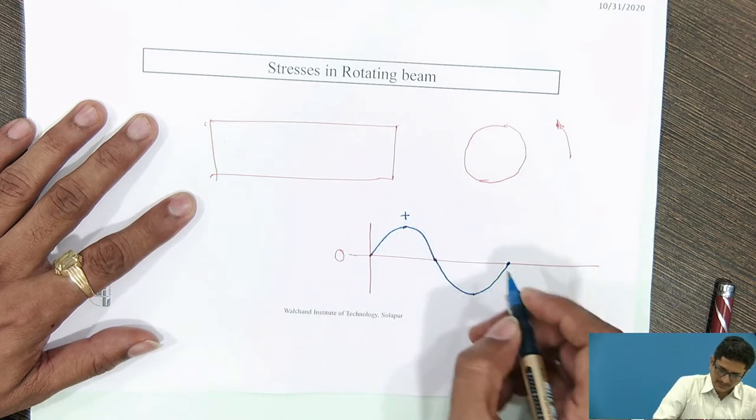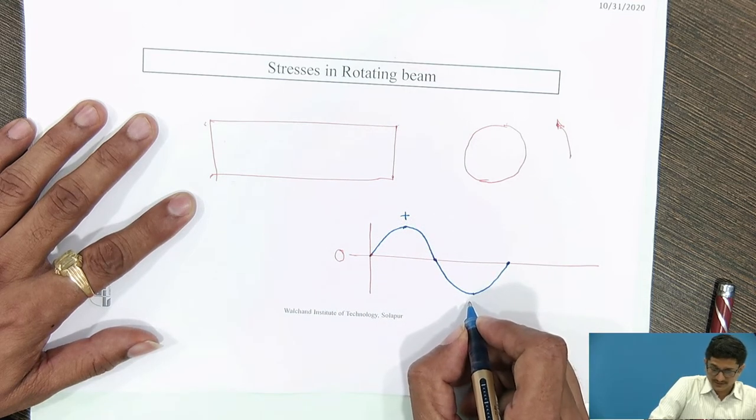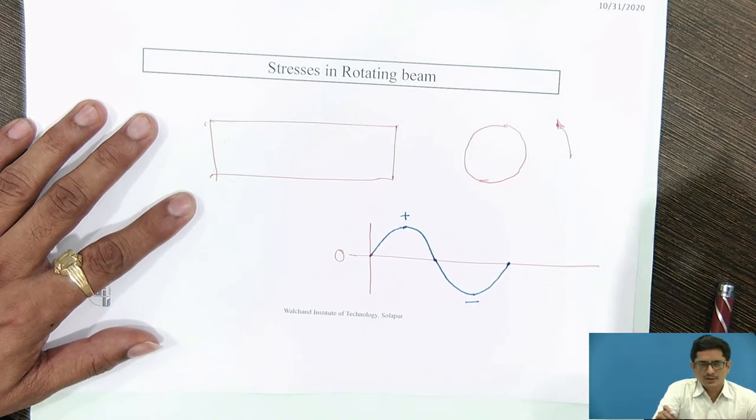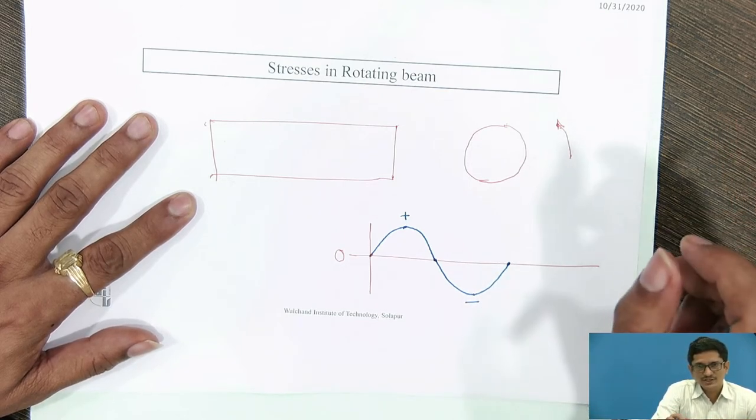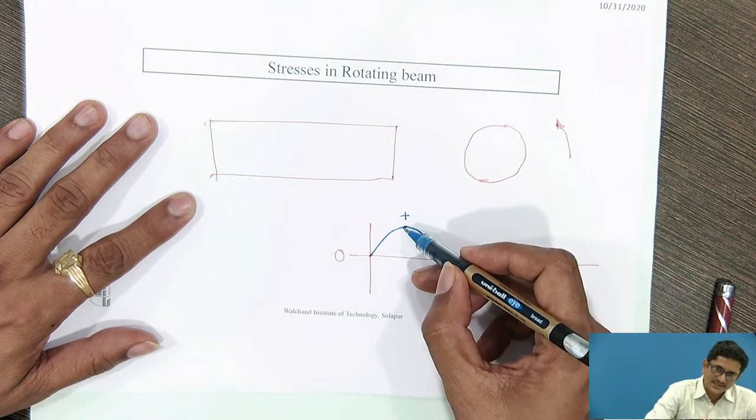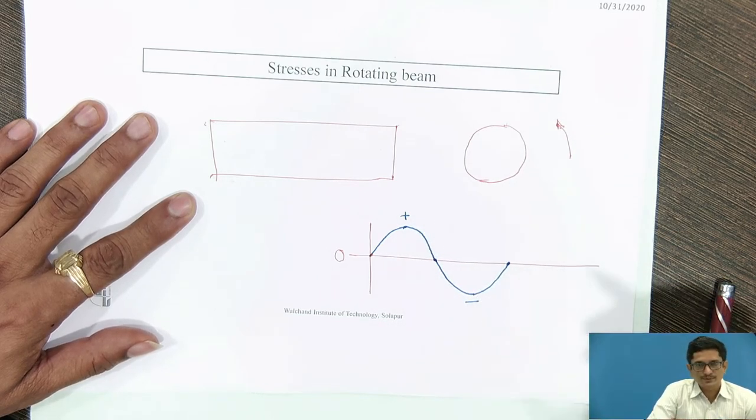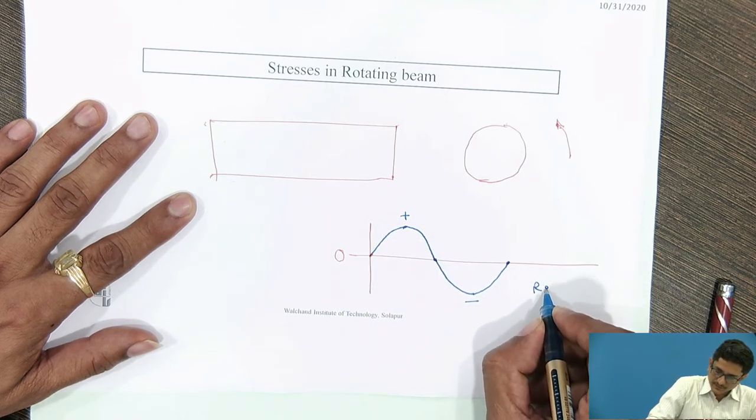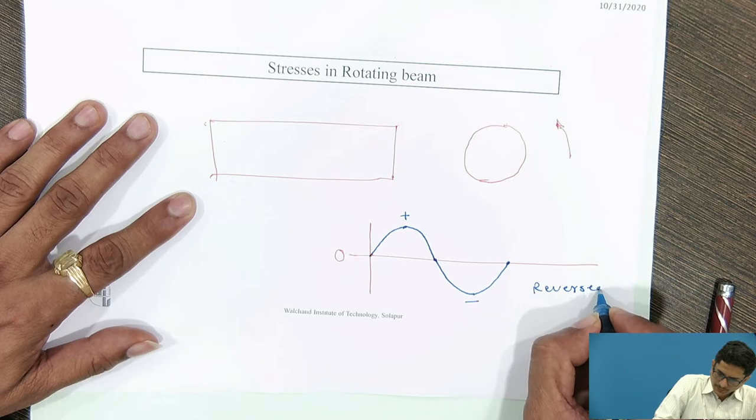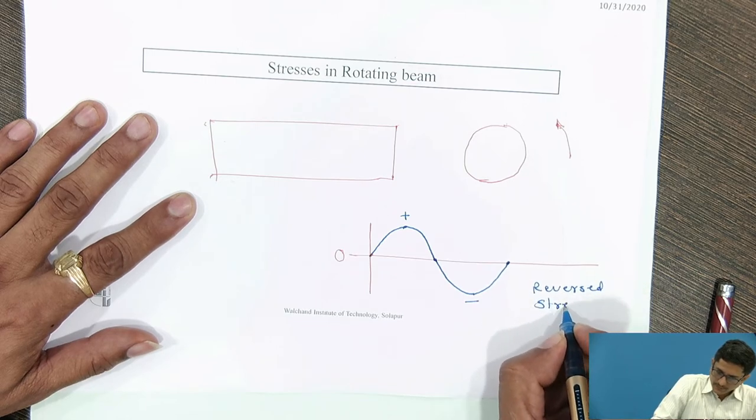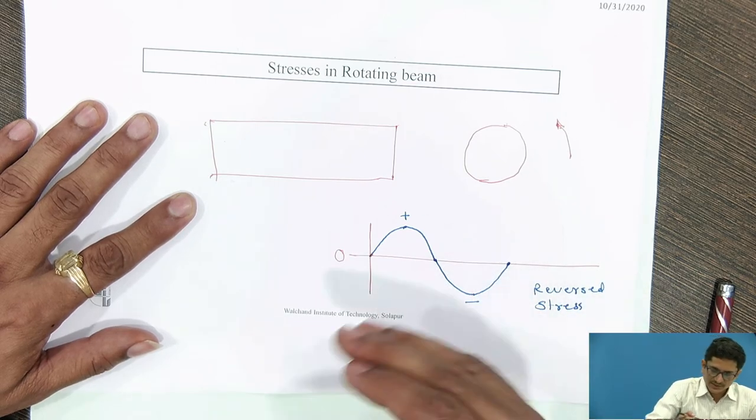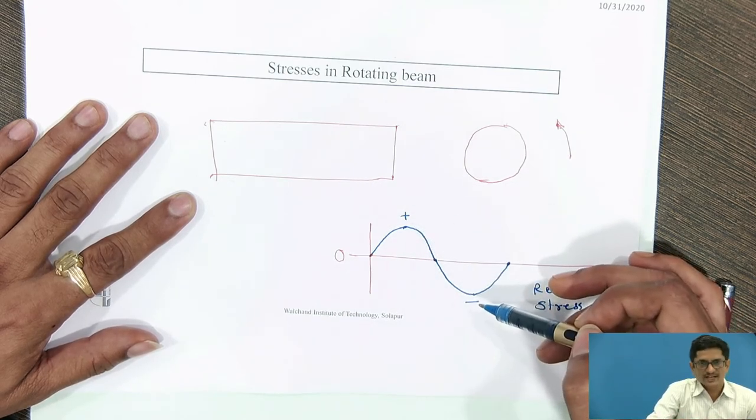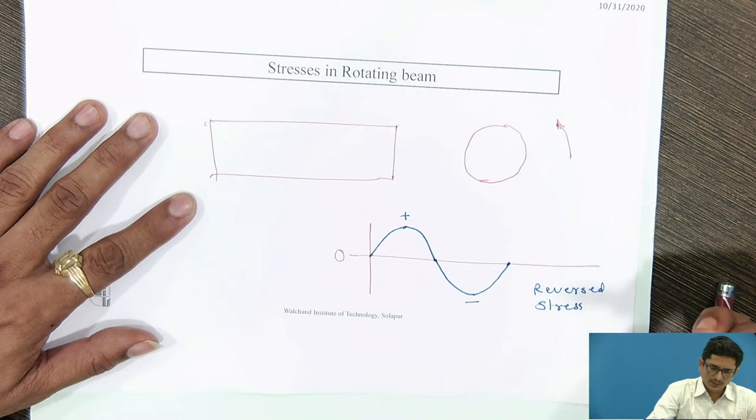The plus end is maximum stress. The plus end is considered as tensile, and on the negative end, it is the compressive stress. That means in one rotation, the component is subjected to both plus and minus types of stresses. Therefore, this is called the reverse stress. Completely reversed means plus changes to minus. The magnitude is, say, if it is plus 100, it is minus 100. Therefore, it is the same type of stress.